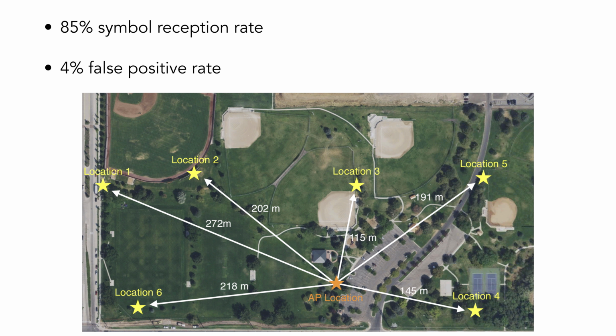So as a result of all these different locations, we were able to have an 85% symbol reception rate. That means Wi-Fi was no longer working at these locations, but we were able to receive ONPC 85% of the time. We had a 4% false positive rate, so there were times that we thought we were receiving ONPC, but we weren't. Like I said earlier, we could do a better job at filtering that out. I leave that to future work. But 85% is pretty good. It's not perfect, obviously, but it's pretty good for our application of staying alive.